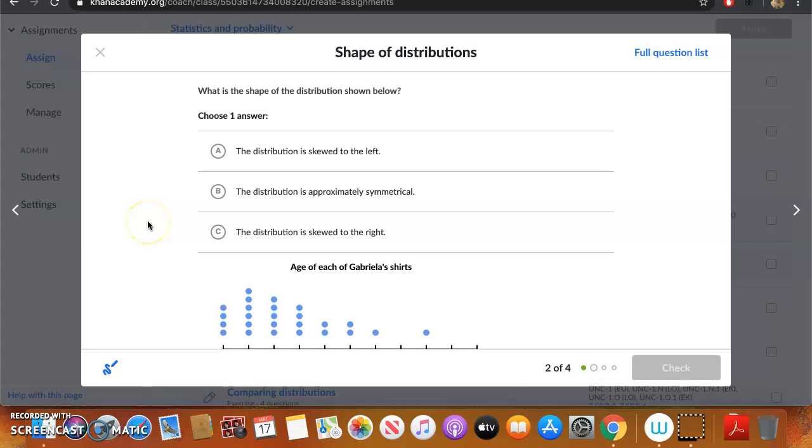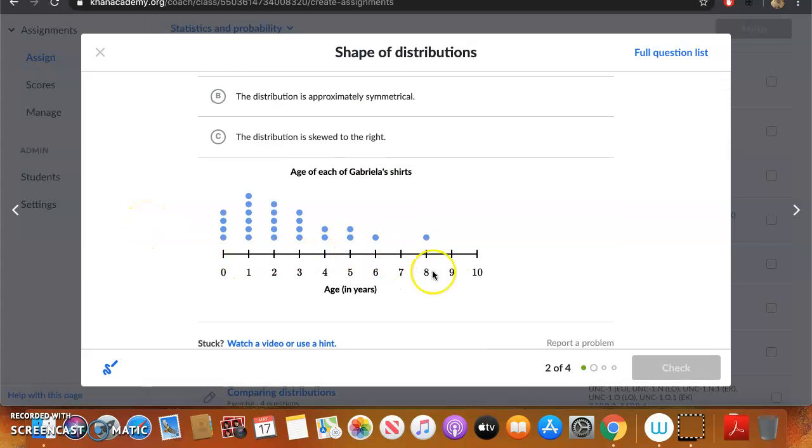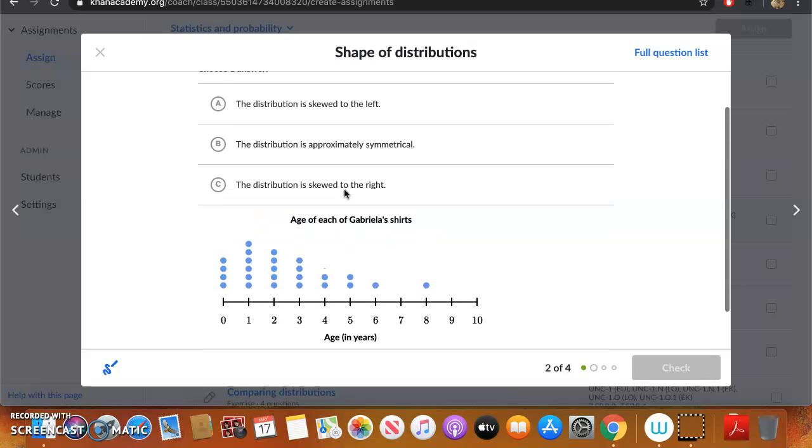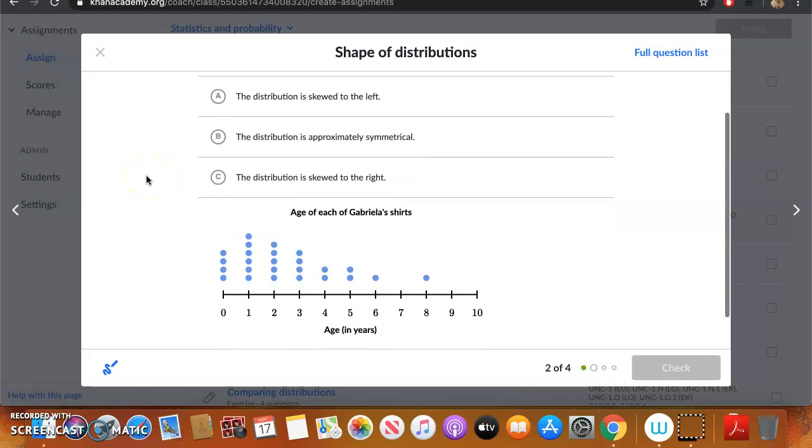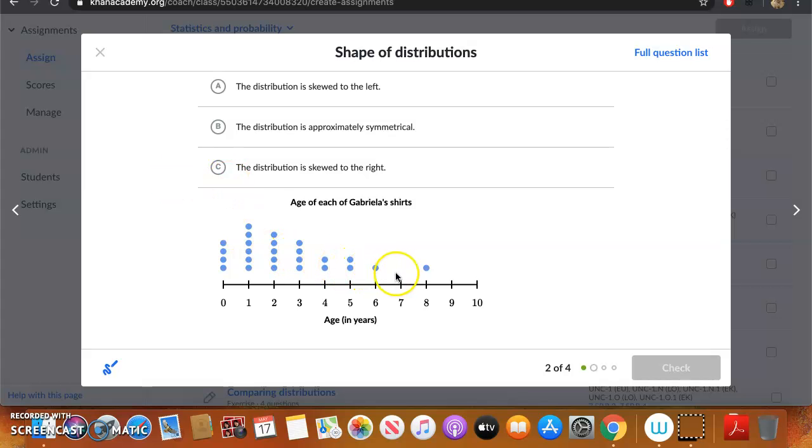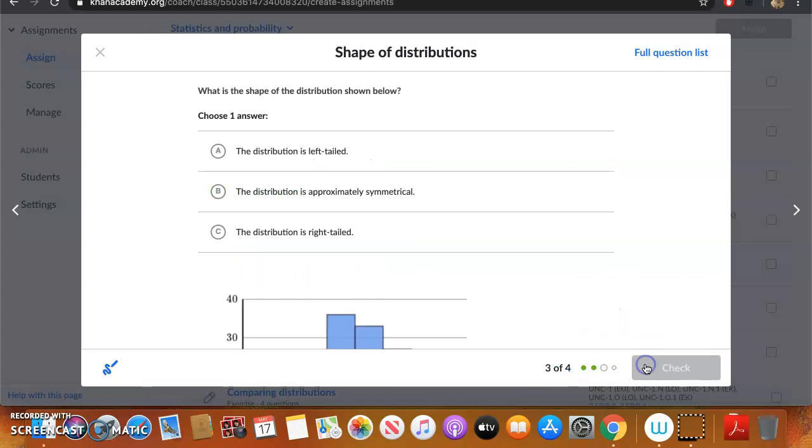What is the shape of the distribution shown below? So if you look at the distribution here, right? Clearly we can see that the majority of your data is to the left side, correct? And we see some data tailing off to the right. Okay, so remember, as we discussed, this deals with the age of each of Gabriella's shirts. So it definitely looks like this distribution is being skewed to the right, correct? Remember, skewed right means tail right. So the distribution is skewed to the right. Okay, good. Let's take a look at another one.